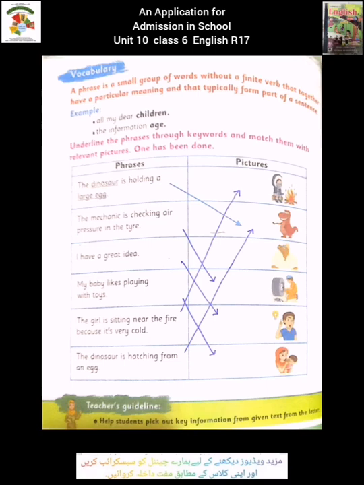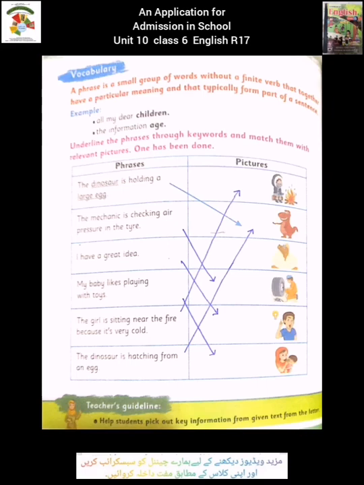One has been done. The dinosaur is holding a large egg. So it is matched with its own picture. The mechanic is checking air pressure in the tire. The mechanic is a phrase, and in the tire is also a phrase. So I have matched it with its own picture.